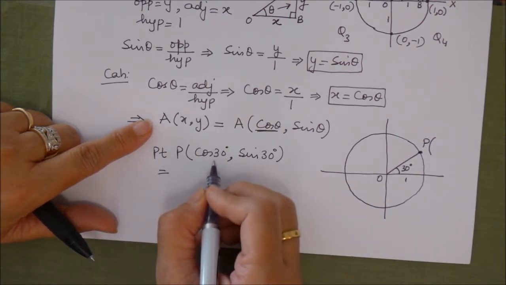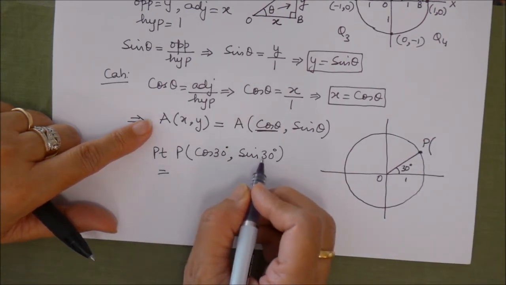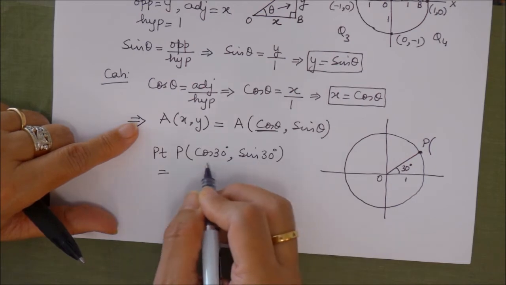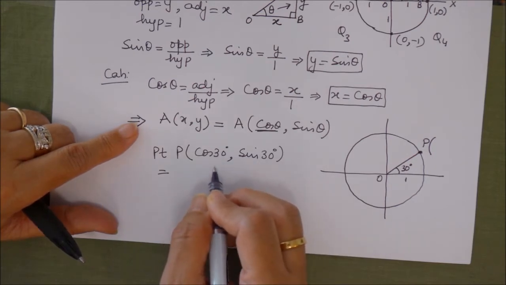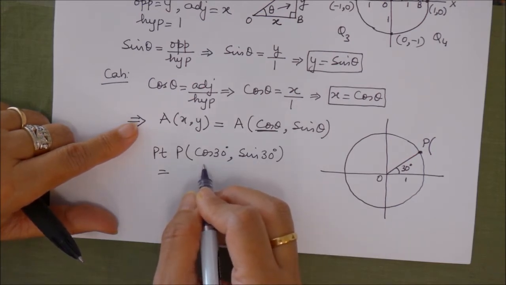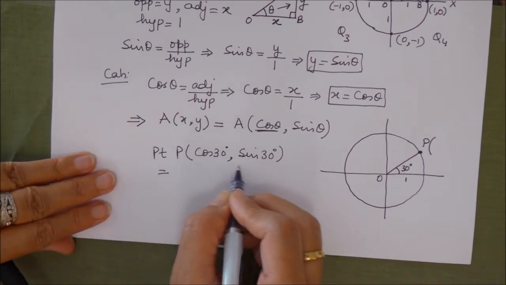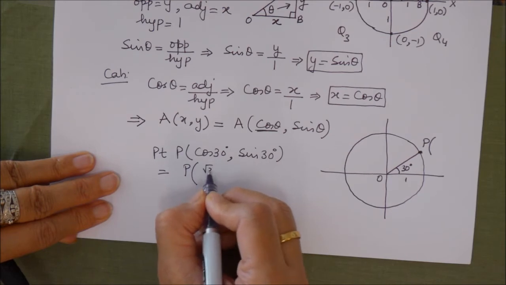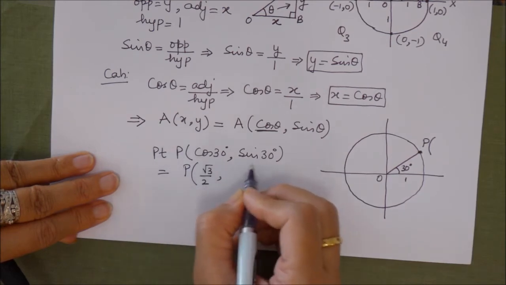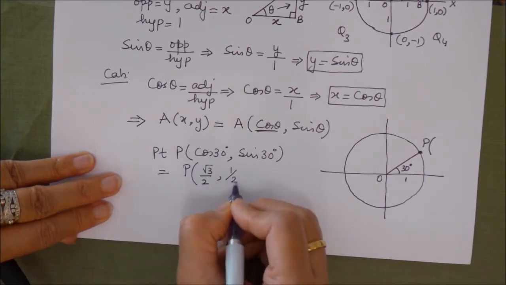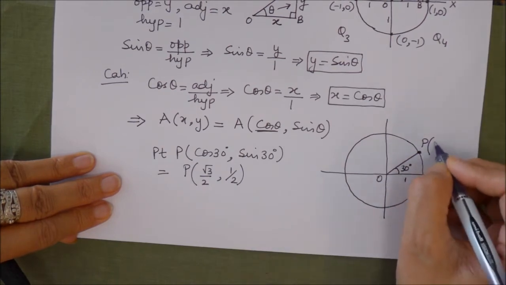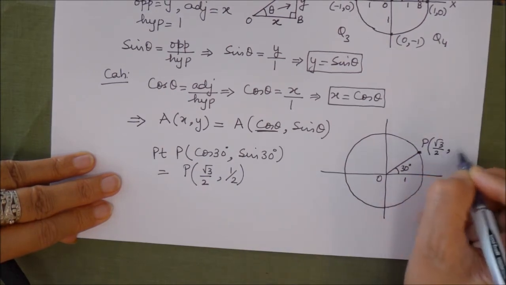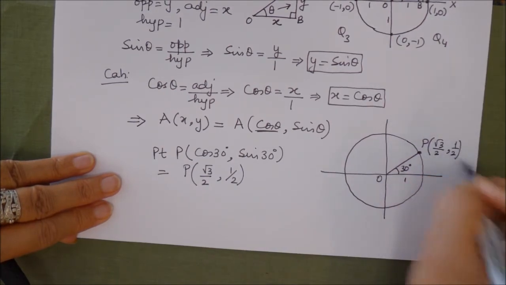So we know the values of cosine 30 and sine 30 degree, as we have covered this in the previous lecture related to special triangles 30 degree, 60 degree and 90 degree. So cosine 30 degree value is root 3 over 2 and sine 30 degree value is 1/2. So this point will be root 3 over 2 and 1/2.